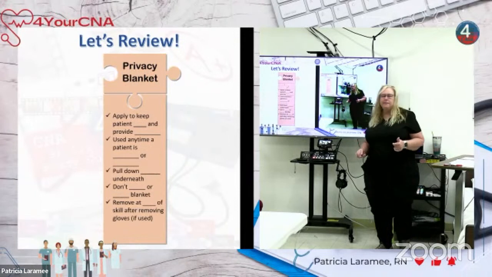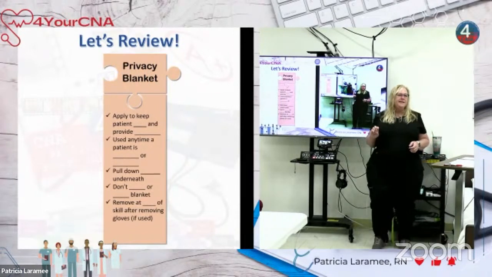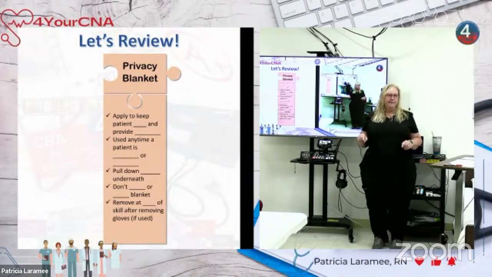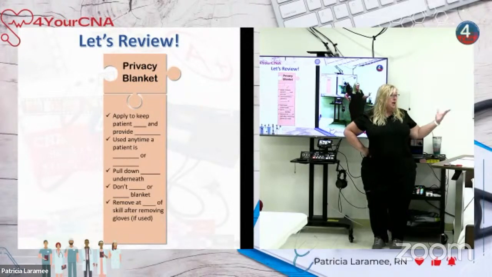So sometimes when we're gathering our supplies, we're going to need a privacy blanket. Now, that privacy blanket is used for 2 reasons. Can anybody tell me the 2 reasons? Keep them warm and protect their privacy. Very good. So we're going to use this anytime the patient is uncovered or undressed. That's right. So if you're doing a skill and you're thinking to yourself, do I need a privacy blanket for this? I want you to think about the skill and decide, is the patient uncovered or undressed during this skill? If the answer is yes, you need a privacy blanket.